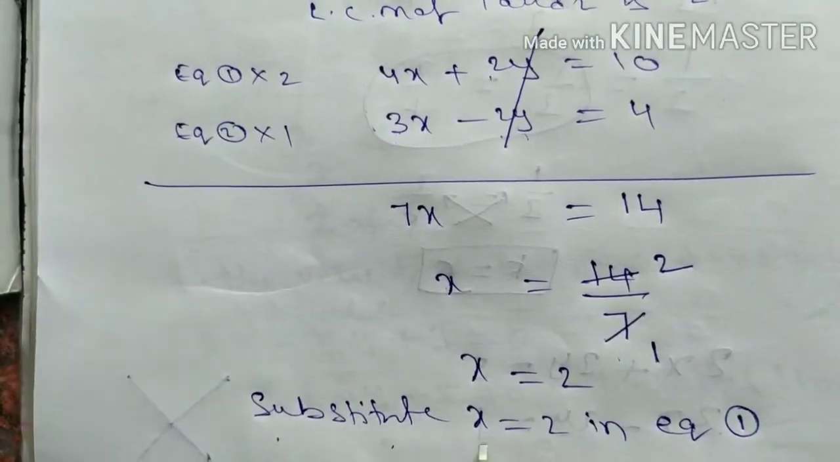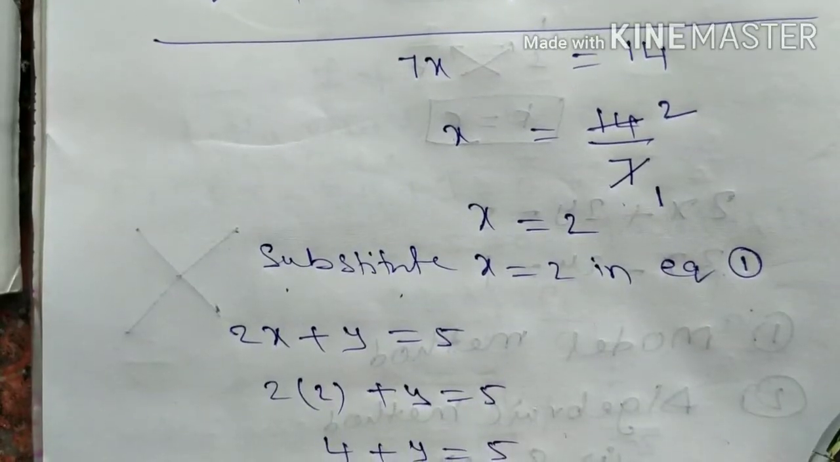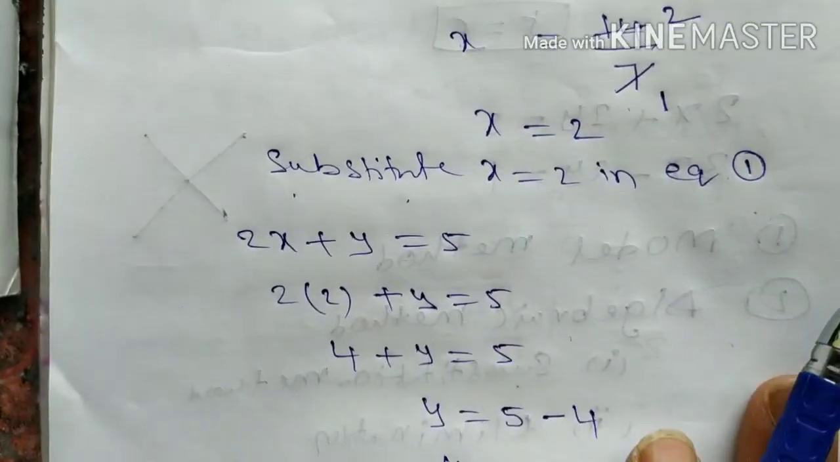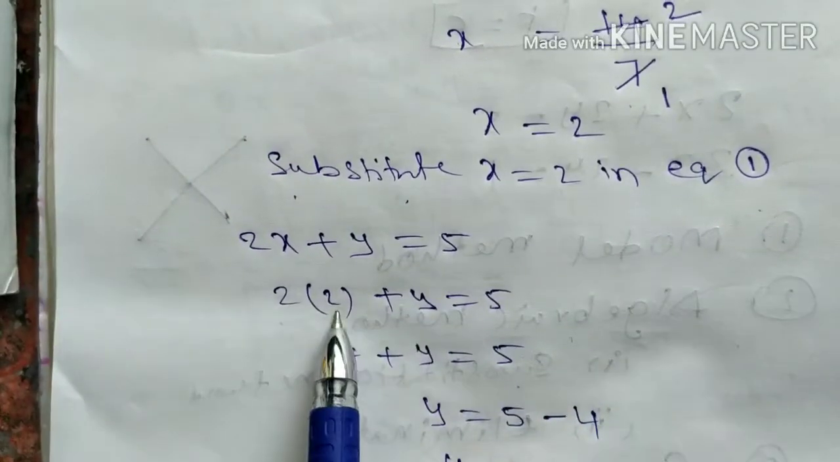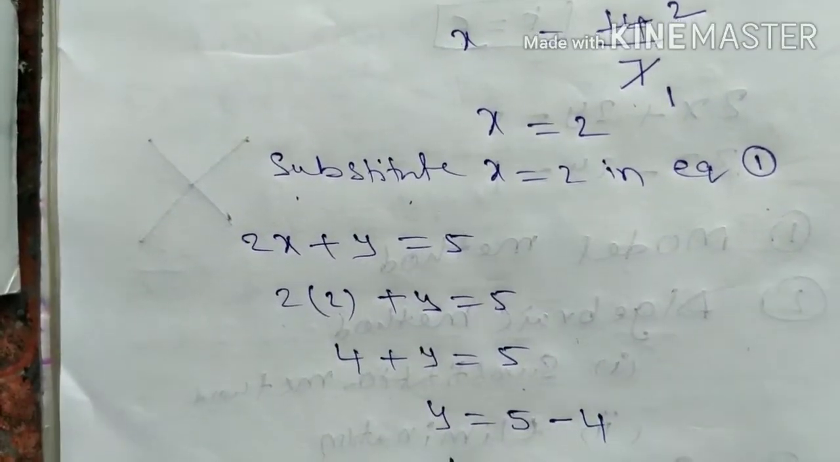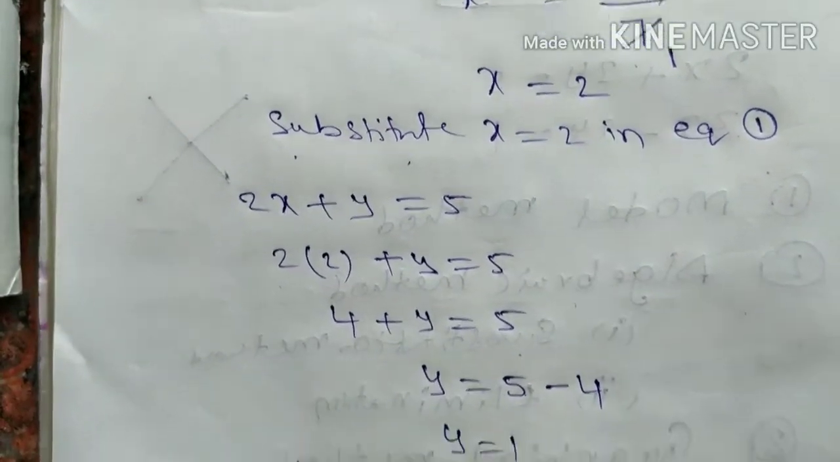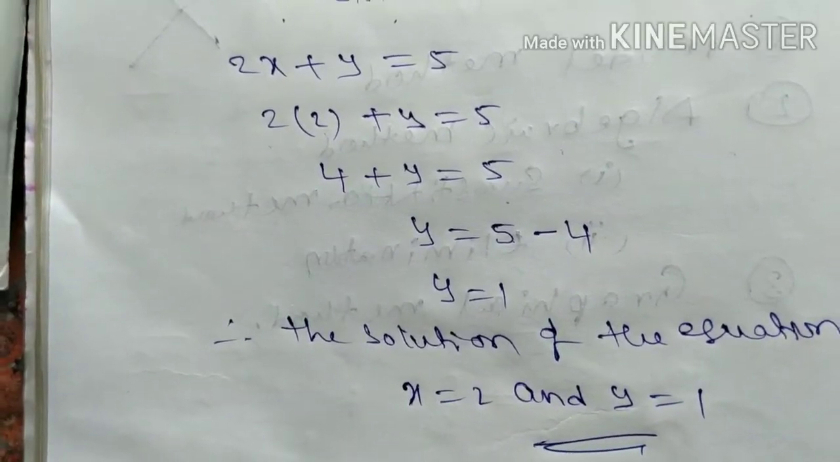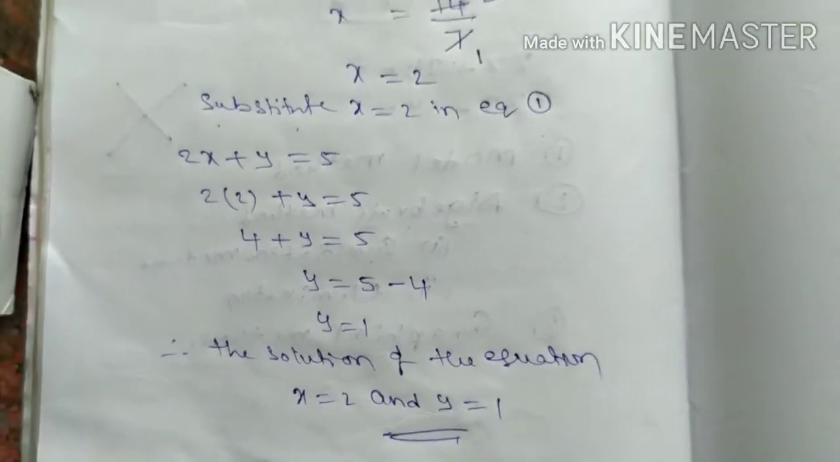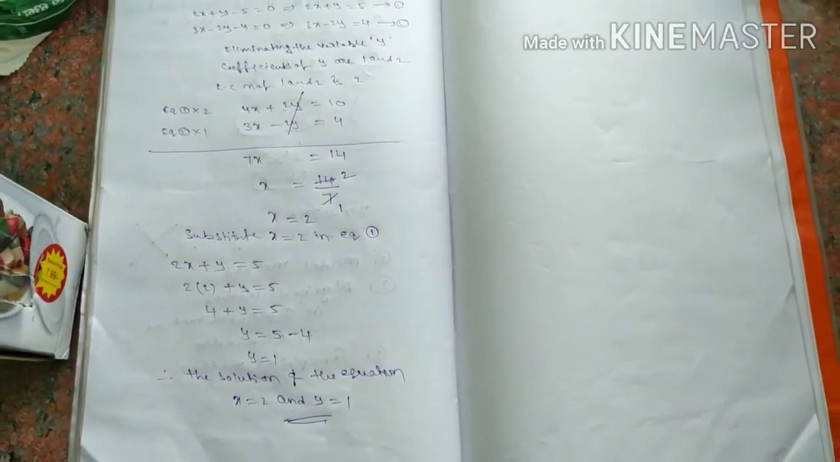So substitute x is equal to 2 in either equation number 1 or 2. But here equation number 1 is better. So 2x plus y is equal to 5. That is equation number 1. So x is replaced by 2. 2 twos are 4. 4 sending to the right side, y is equal to 5 minus 4. So y is equal to 5 minus 4, value 1. Therefore the solution of the equation: x is equal to 2 and y is equal to 1. So this is the first sum, the elimination method.